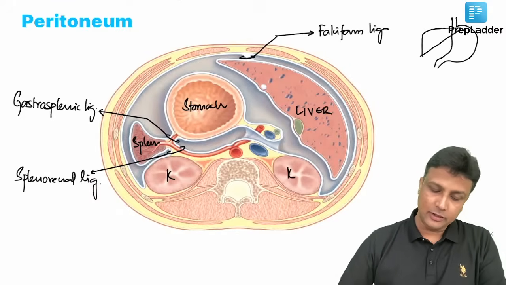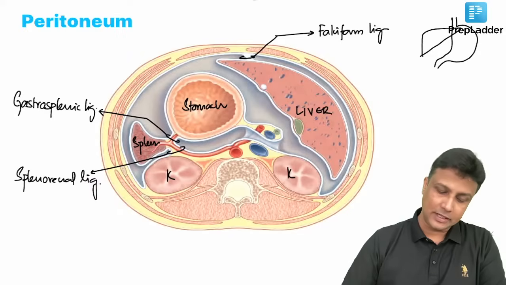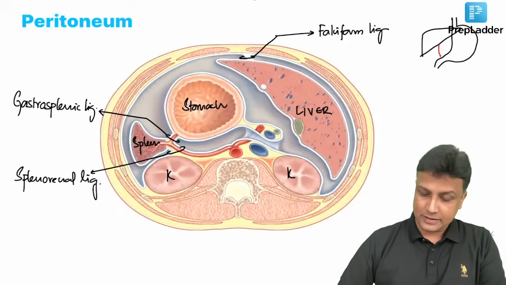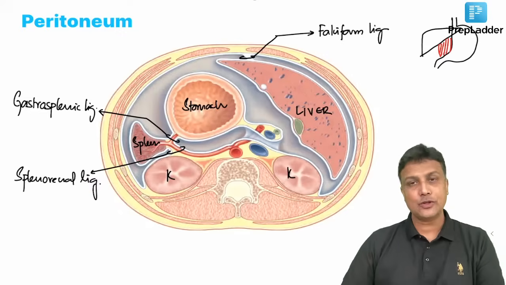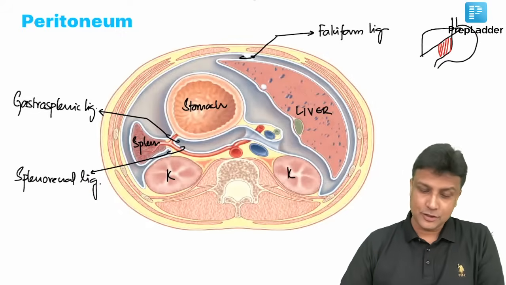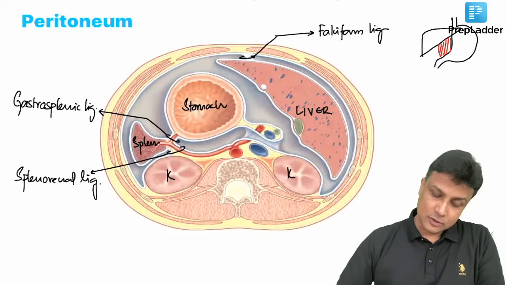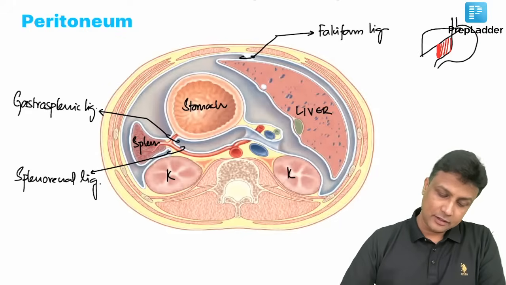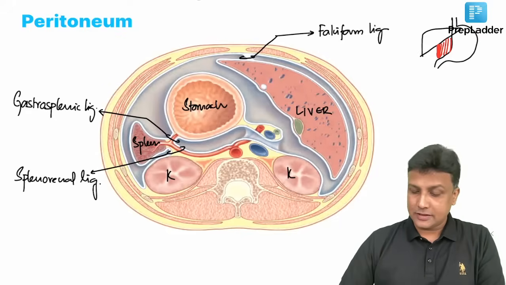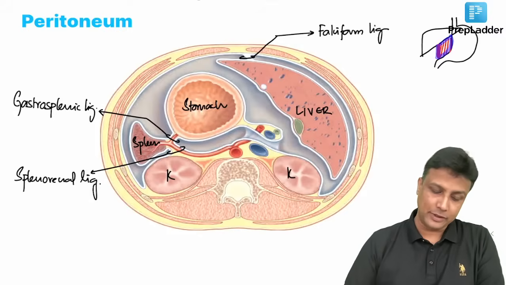Now, between the liver and the stomach, we know very well there will be lesser omentum here. Now, if this is the lesser omentum here, then what is going to happen? There will be a free margin of the lesser omentum here. This one here will be the free margin, and then there will be the attached margin. So this here will be the free margin of the lesser omentum, and this one here will be the attached margin of the lesser omentum here.